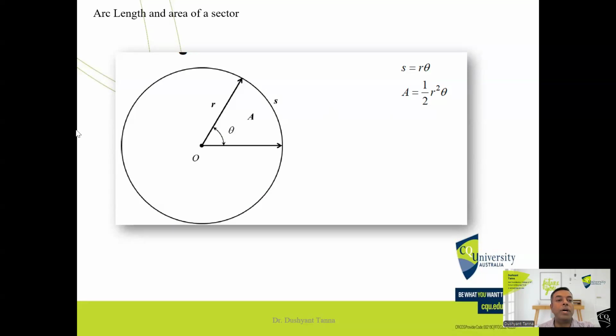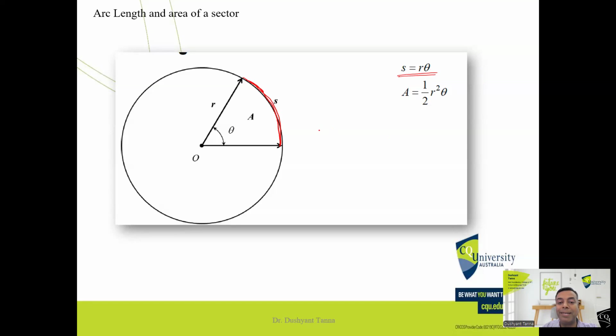Right. So arc length and area of a sector. So what is it? A sector is a piece of a circle, a portion of a circle, right? So when you're talking about this, this becomes your portion, right? So that is S. For the whole circle, we call it the circumference, which is 2 pi r. For a part of a circle, we call it a sector, right? And its area is A.